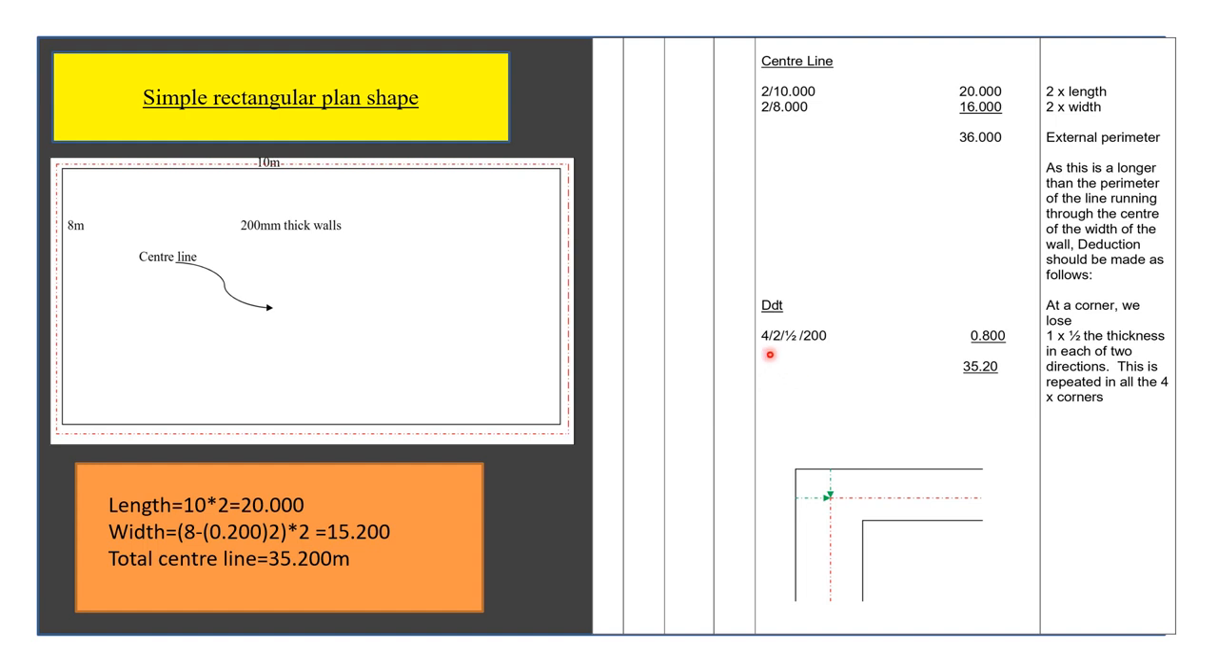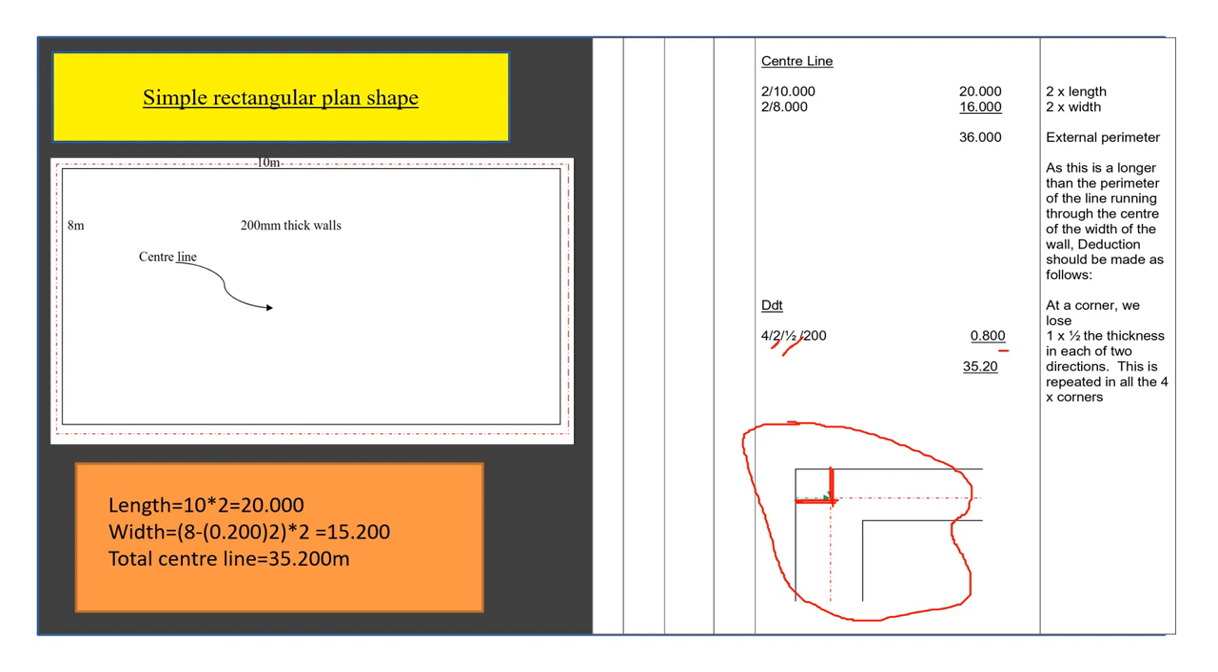Here they had used the long method. If you look at this diagram here at the corner, we are trying to explain, we shall deduct a half of the thickness on each corner on the length side, and a half of the thickness at each corner on the width side. So 2 halves will be deducted at every corner. 2 times a half. So how many corners? 4 times the full thickness. So the total deduction shall be 0.8.